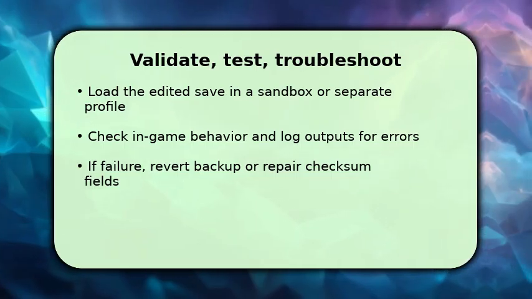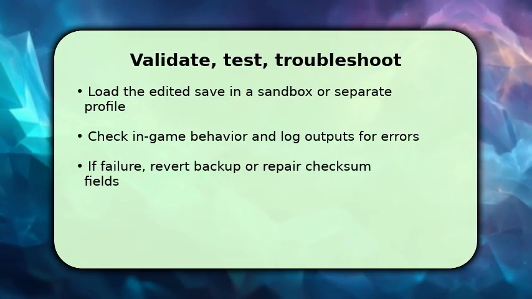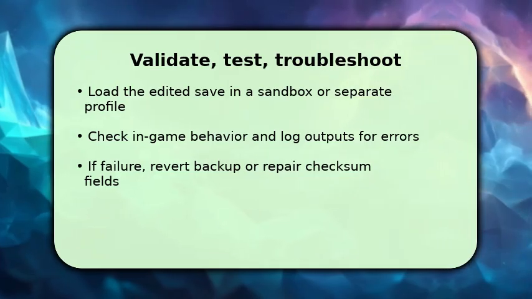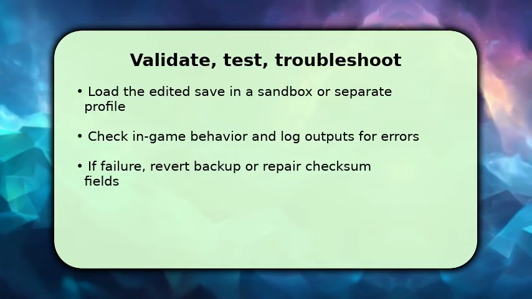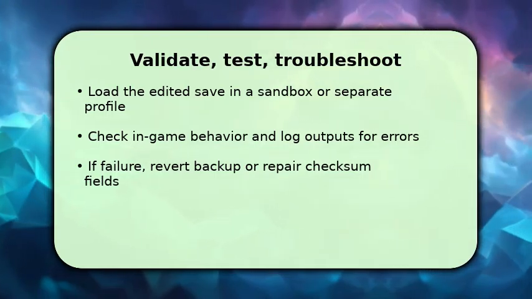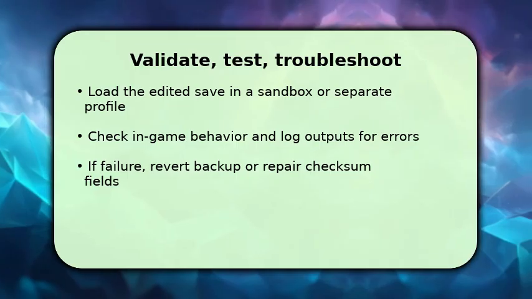If the game crashes or values revert, inspect checksum or integrity fields. Some games require recalculated hashes. If problems persist, revert to your backup and redo only the precise change, documenting each step.